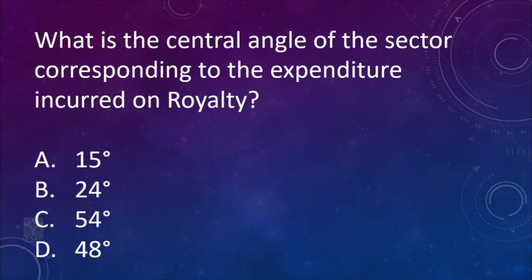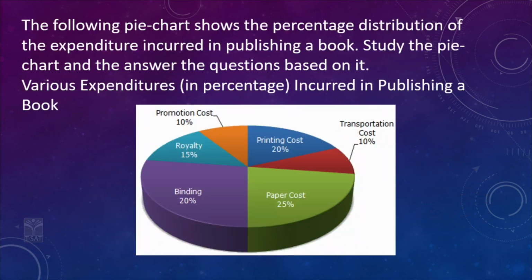Now, we will see the diagram once again. What is here? Royalty is how much here? 15%. Royalty is 15%, correct? So here we have to calculate, the whole is 360. Among 360, the total angle is 360.